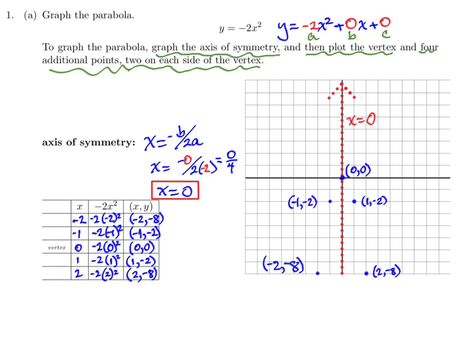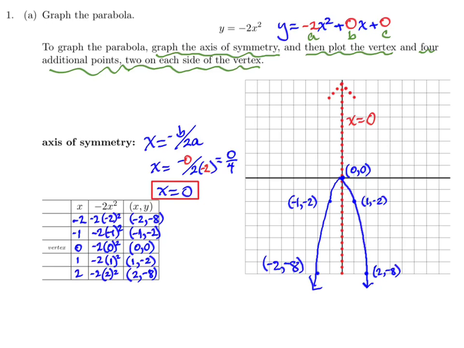We can see the symmetry of those points. And now let's connect the dots with a nice smooth curve. They're not straight lines. Okay, so there's our parabola. It opens downward. The highest point is the vertex, 0, 0.